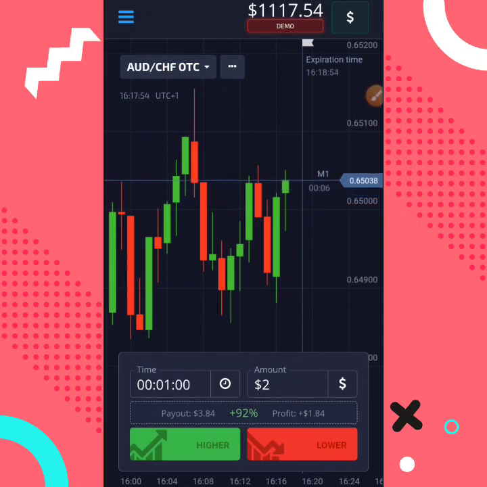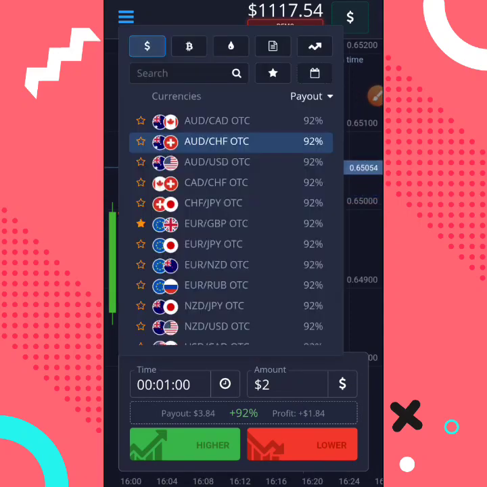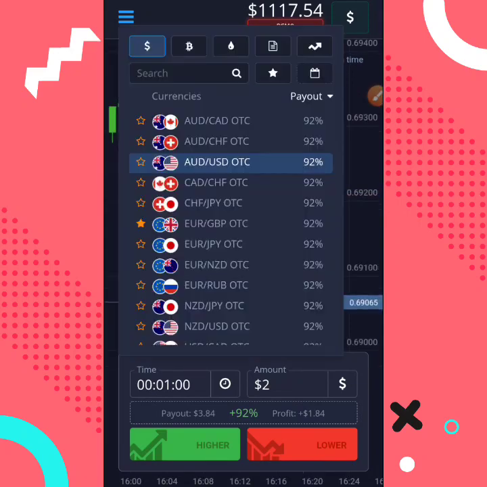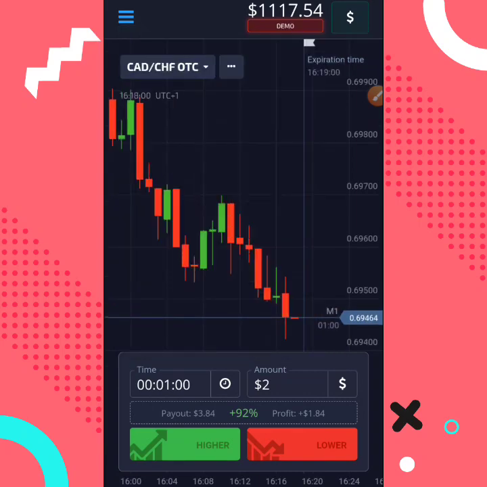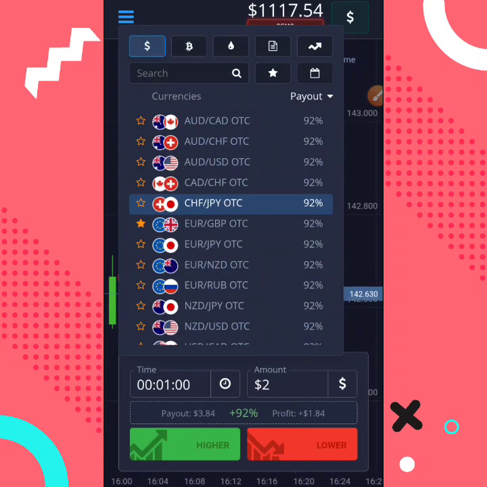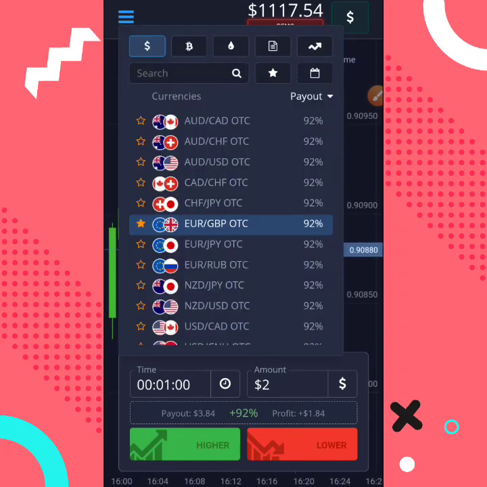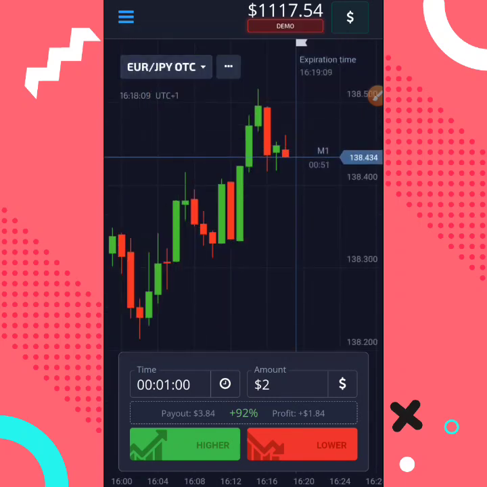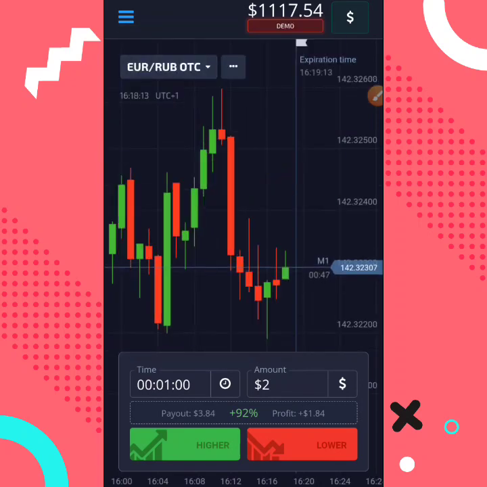If I see that what is happening in the market is not okay by me, I can change the assets. So just keep switching between assets until you find a suitable market pattern that is okay for you to trade, and then you'll analyze the market. If it is perfect by you, then you can select the amount you want to risk.